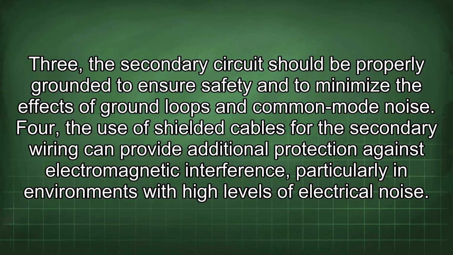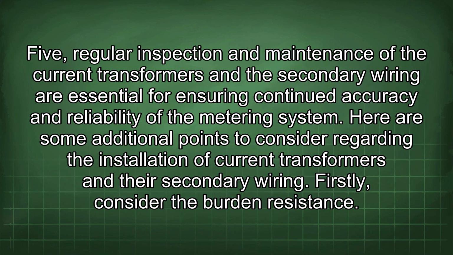4. The use of shielded cables for the secondary wiring can provide additional protection against electromagnetic interference, particularly in environments with high levels of electrical noise. 5. Regular inspection and maintenance of the current transformers and the secondary wiring are essential for ensuring continued accuracy and reliability of the metering system. Here are some additional points to consider regarding the installation of current transformers and their secondary wiring.